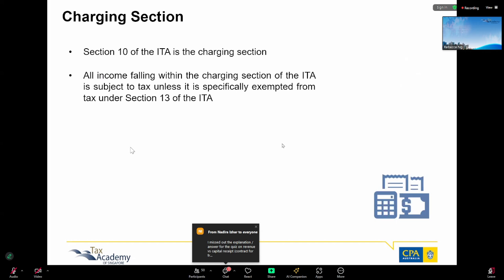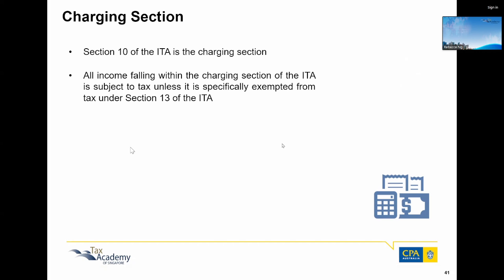Now we look at the Income Tax Act 1947. So under what section is the income chargeable to tax? We will look at section 10 of the Income Tax Act, which is the charging section. And income falling within the charging section is subject to tax. So income that is under section 10 will be subject to tax unless it is exempt under section 13 of the Income Tax Act.